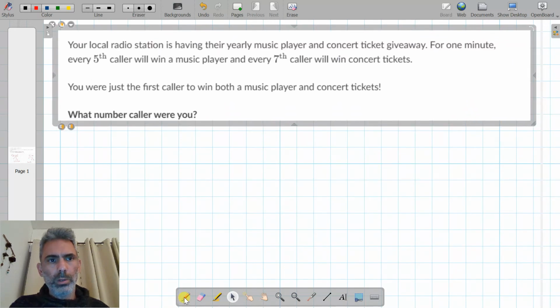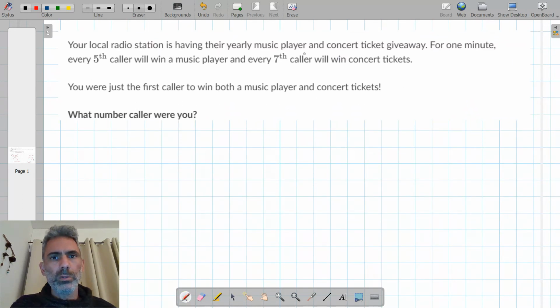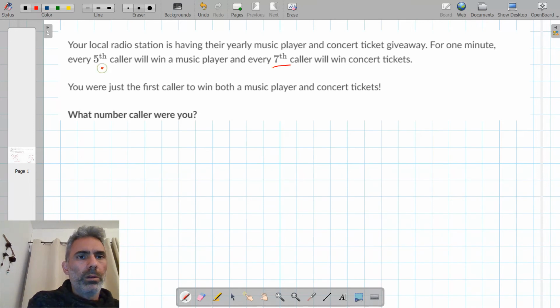Okay, your local radio station is having their yearly music player and concert ticket giveaway. For 1 minute, every 5th caller will win a music player, and every 7th caller will win concert tickets. Every 5th caller and every 7th caller. You were just the first caller to win both music player and concert tickets. What number caller were you?